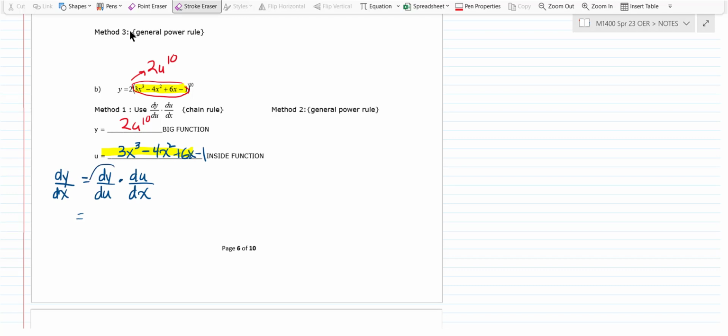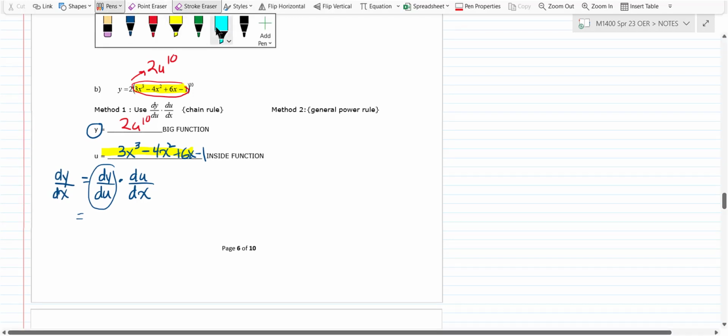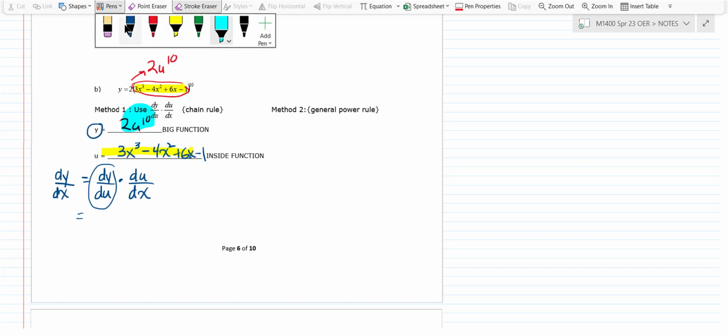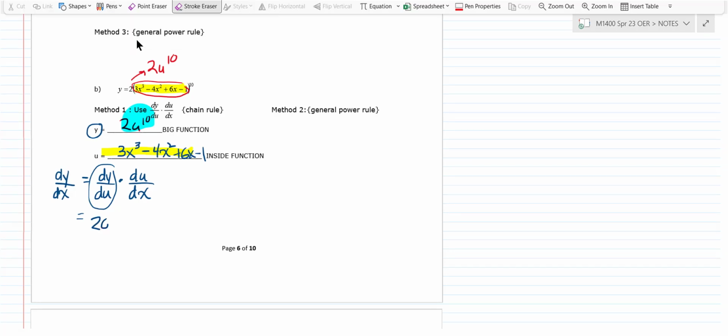When I ask you to do dy over du, you're going to this function right here. Okay, I'll try to highlight as I go. And you can do this in your head. What's the derivative of 2u to the 10th? 20u to the 9th, right? Okay, by power rule. So that just becomes 20u to the 9th, like that. Okay, so we do that. That takes care of that then.